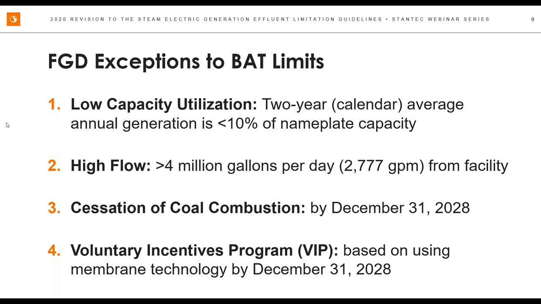If you plan to cease coal combustion by December 31st of 28, there's another exception there. And the voluntary incentive plan, which was offered up under the 2015 version of the rule, was modified from a focus on thermal treatment to shifting to more of a membrane-based technology. And we'll talk about all these a little bit more in the coming slides.